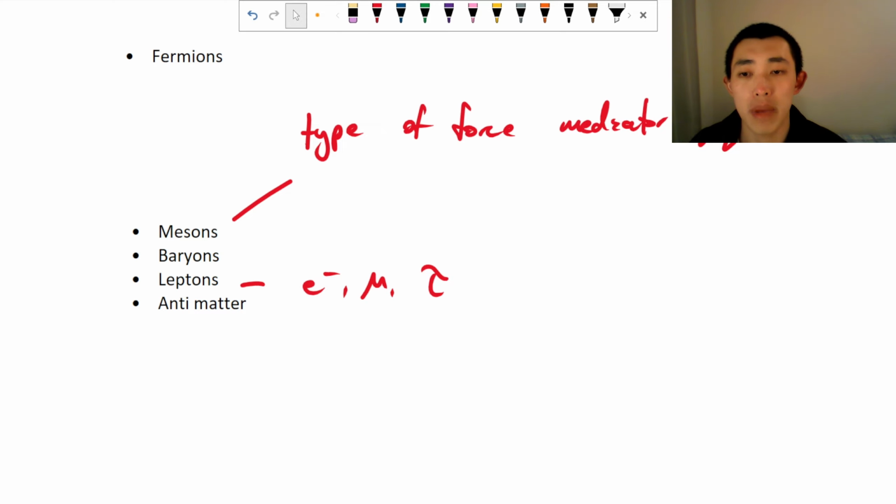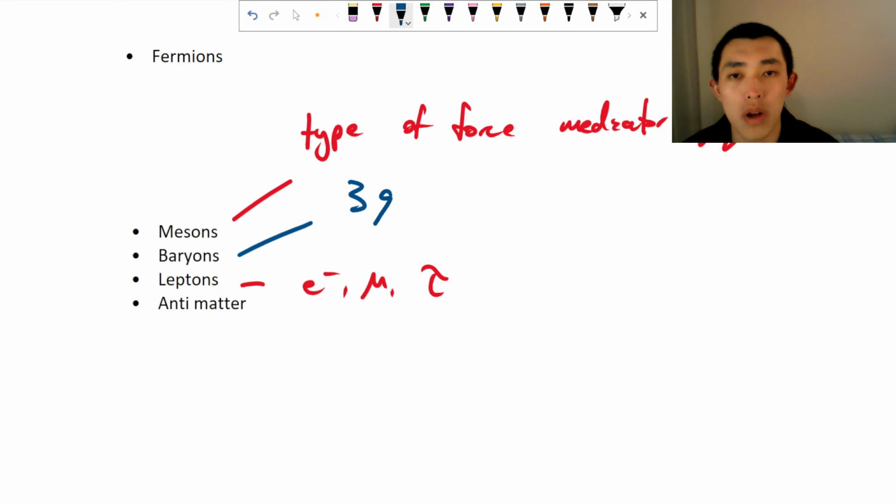We have baryons, and so you notice that for a meson there are two quarks. For a baryon, there are three quarks. So for example, you might have charm, strange. You might have strange, top.